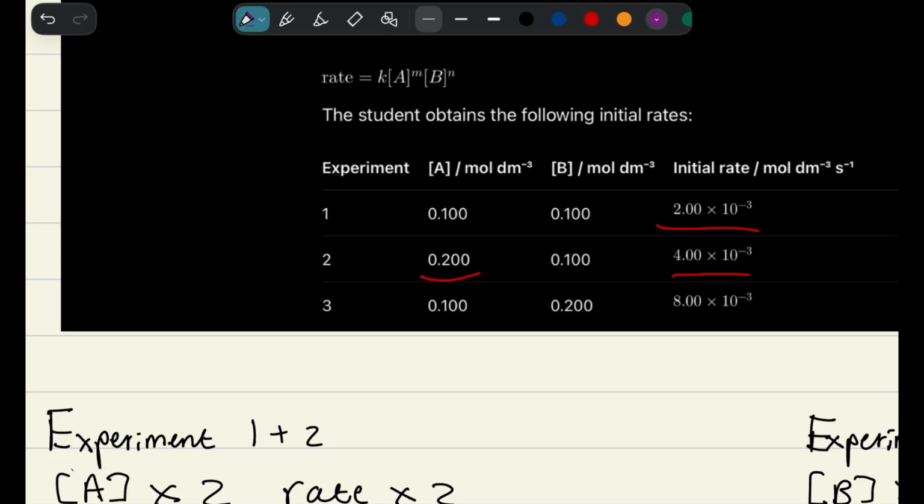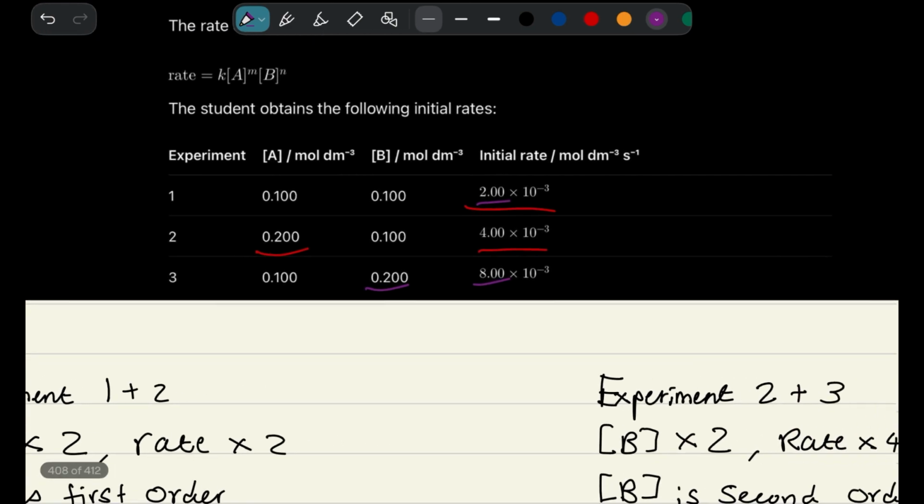So A has stayed the same, B has doubled. Cool. So we know B has doubled. We can see from the rate, it went from 2 to 8. So what does that tell you about the rate? The rate is increased by a factor of 4.